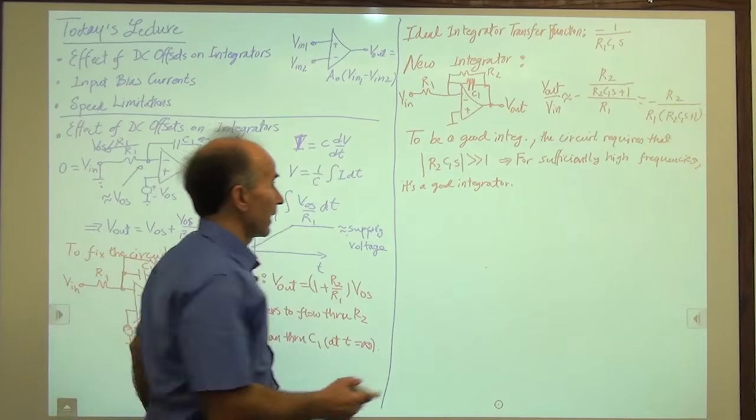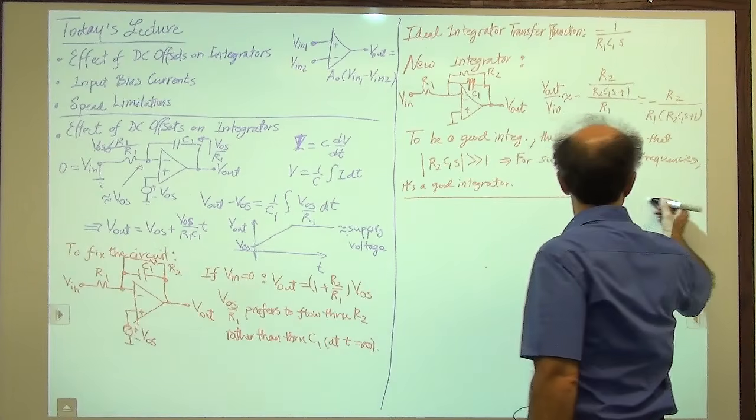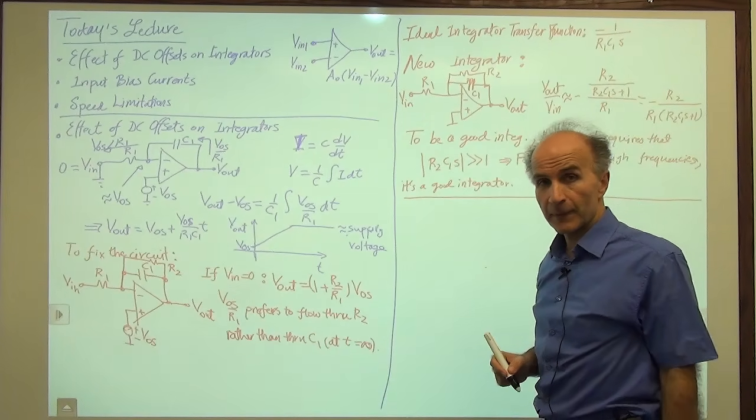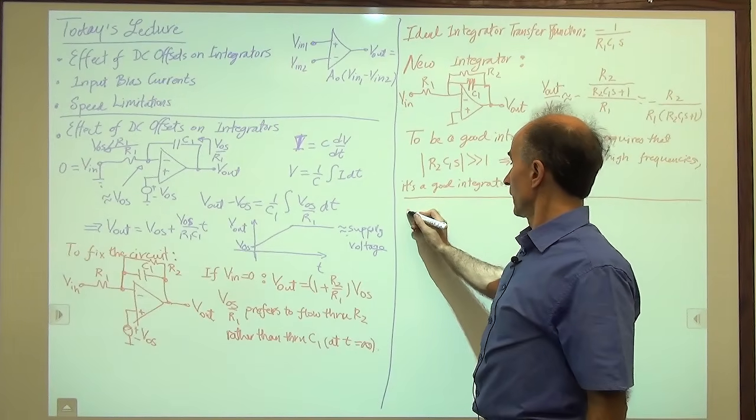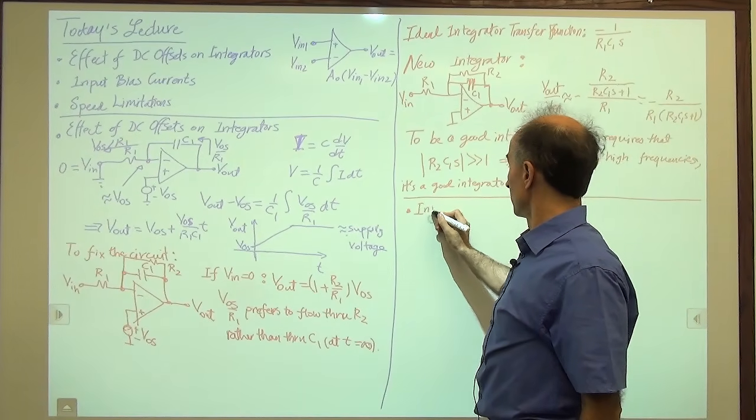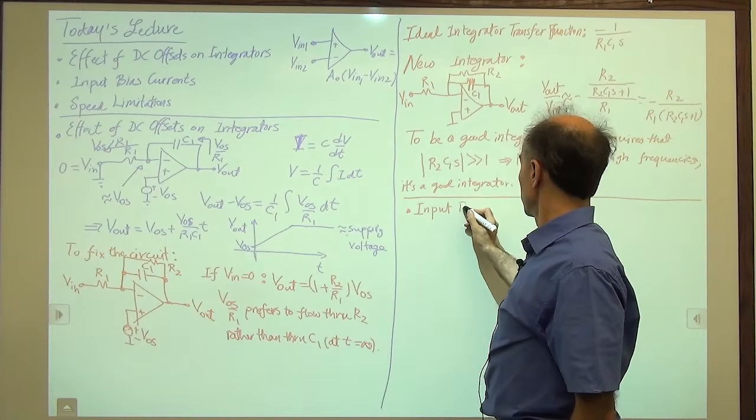Let's go to another interesting imperfection in op-amps, which we call input bias currents.